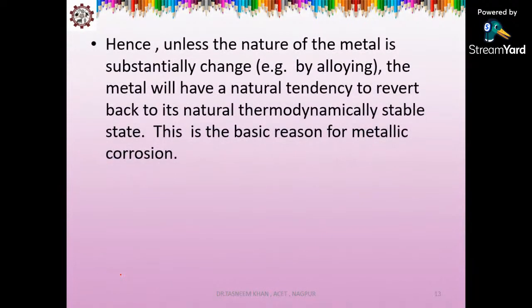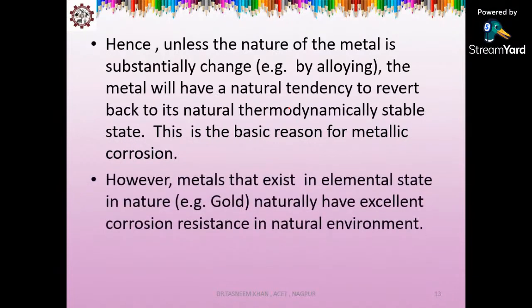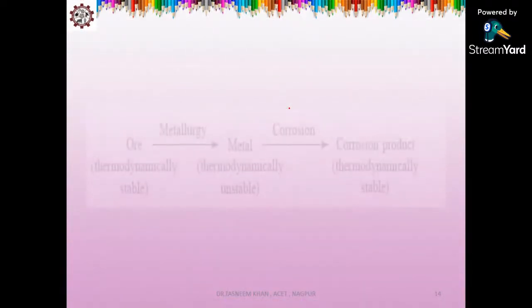So this is what is being stated here, which I have explained to you. Unless the nature of the metal is substantially changed, that is by alloying, the metal will have a natural tendency to revert back to its natural thermodynamically stable state. This is the basic reason for metallic corrosion. However, metals that exist in elemental state in nature, for example gold, naturally have excellent corrosion resistance in natural environment.